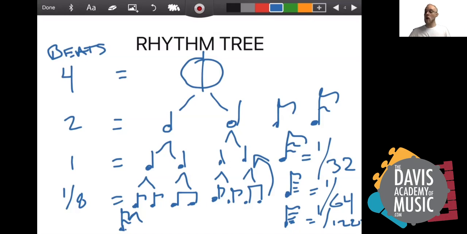Overall, this is what we're calling the rhythm tree, and if you can memorize how to do this, then it'll help you to figure out how the rhythms are all related and interconnected.